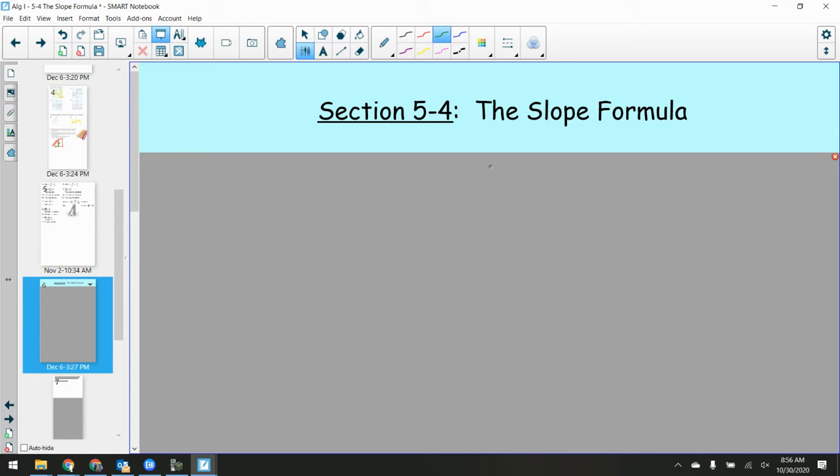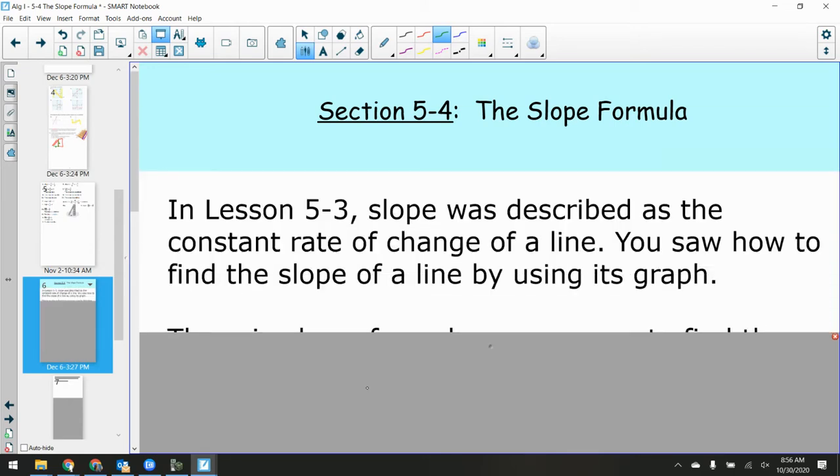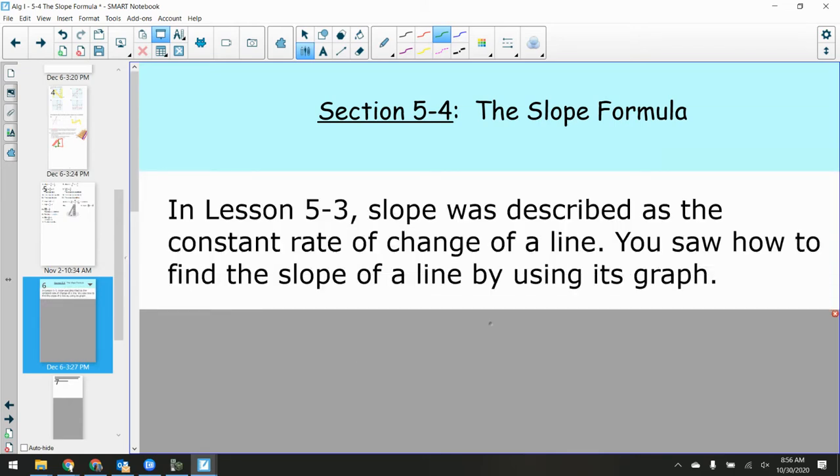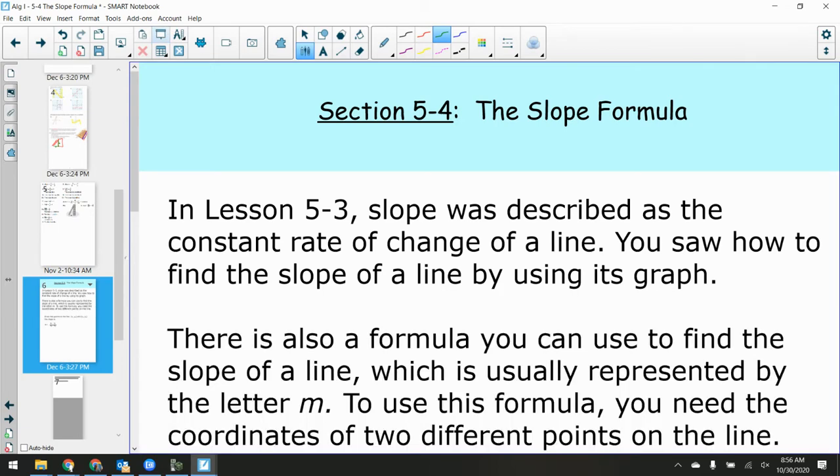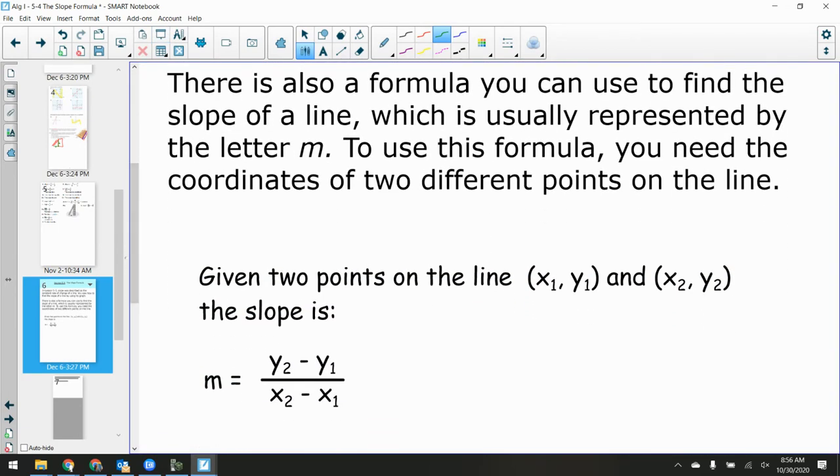In lesson 5.3, we described the constant rate of change of a line as slope, and we talked about slope based on the graph. We said, look at the rise, look at the run. Now, there's also a formula that you can use to find the slope of a line. This is more on the numbers side. If you weren't given a graph, if you were just given coordinates, you could use this formula.